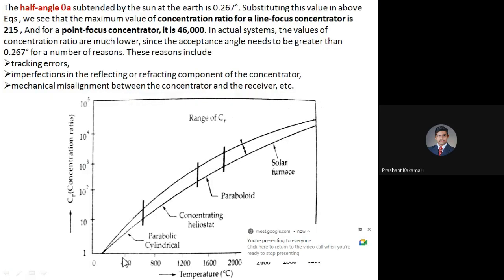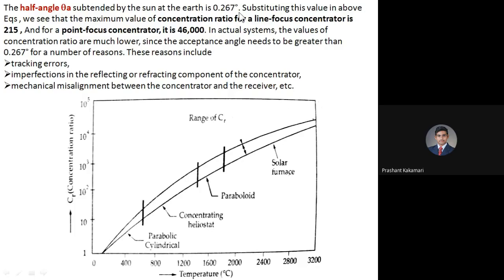So here I have taken one graph which will show us how the temperature or concentration ratios are affected depending upon the different designs. Half angle theta alpha is the angle subtended by the Sun on Earth. That is the theta alpha they have given, around 0.267 degrees. That is the subtended angle on one half side.